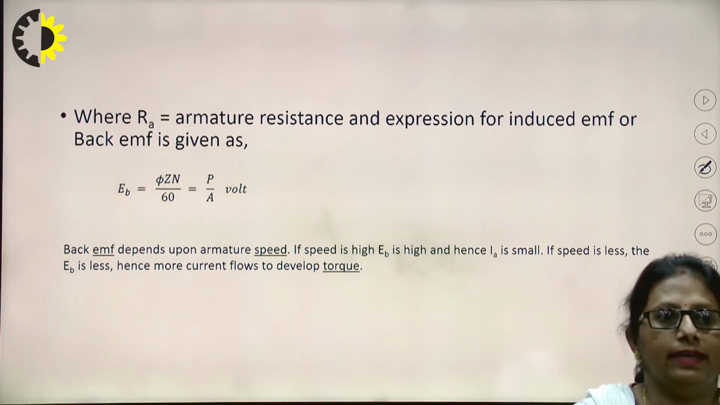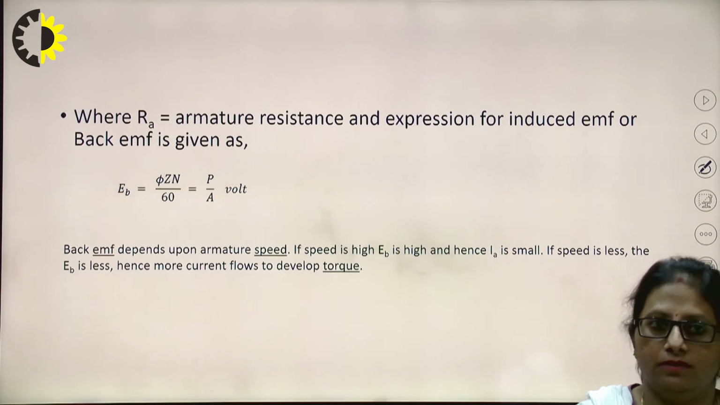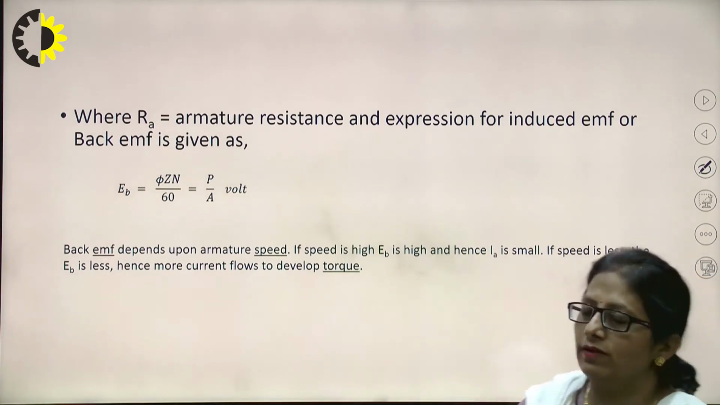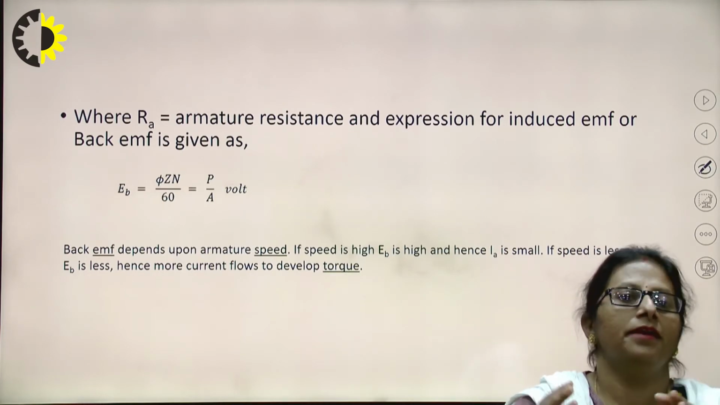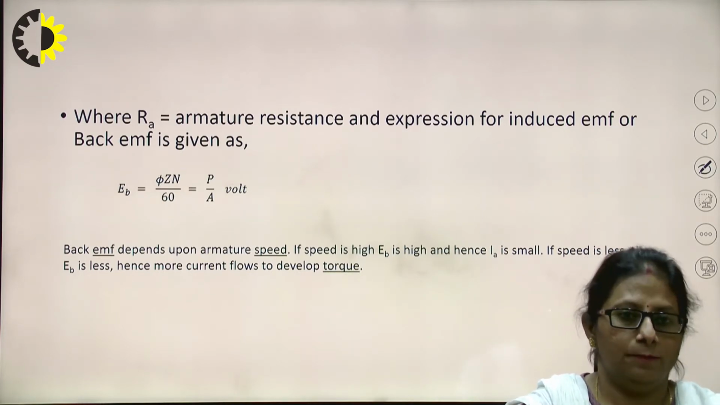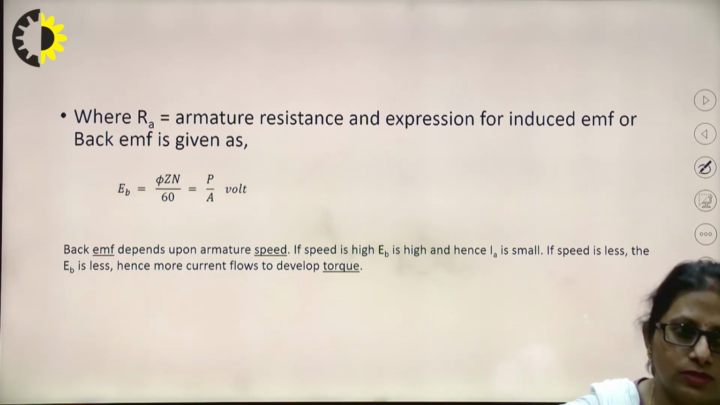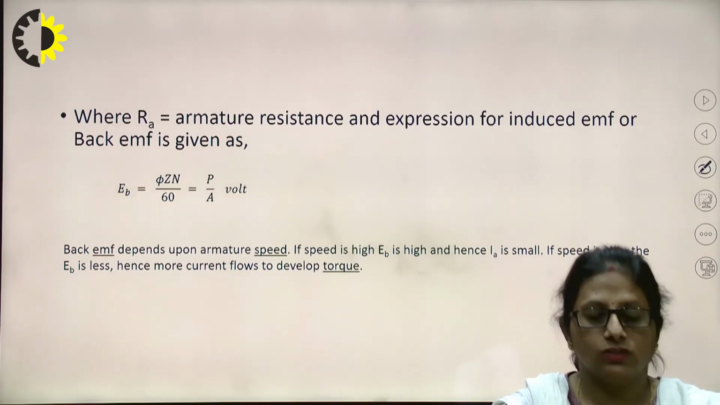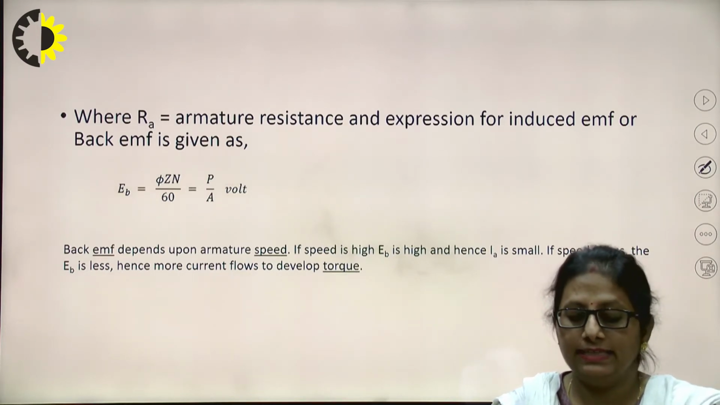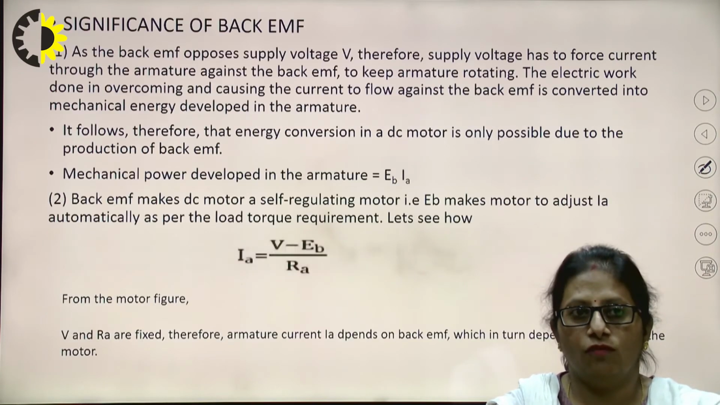Now, the important thing is that this back EMF depends upon the armature speed, with the relation we have seen earlier, phi P N Z by 60A. If the speed is higher, then the back EMF is also high, and hence IA is small. If speed is less, then EB is also less, hence more current flows to develop the required torque, right? We'll be discussing this once again regarding the regulating mechanism of back EMF.